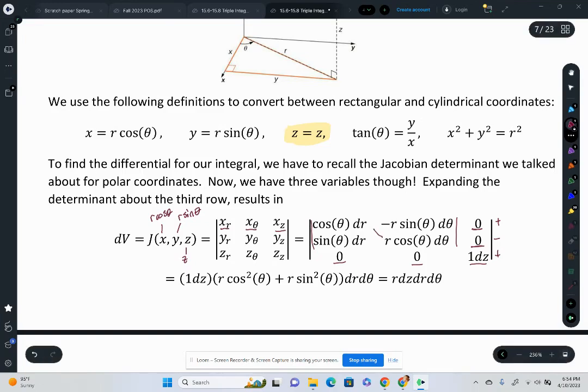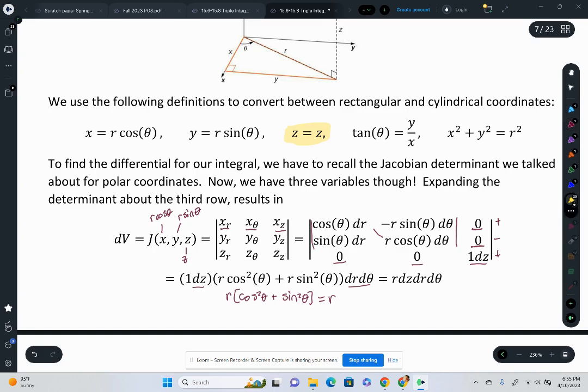In particular, I get r cosine squared theta dr d theta. And I get minus a negative, so plus r sine squared theta dr d theta. They both have a dr d theta in common, so I factored that out. This dz could also join the dr d theta. And then cosine squared plus sine squared with an r multiplier in there. We factor out the r, we're left with cosine squared theta plus sine squared theta. Remember, that is just equal to 1, so that whole thing is just equal to r.